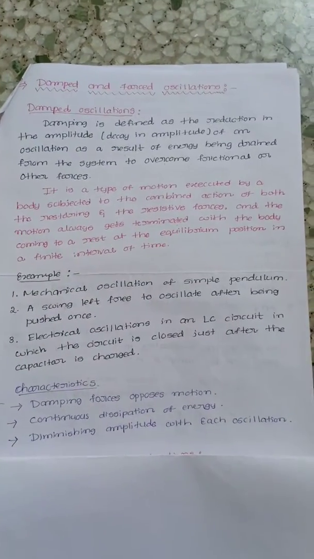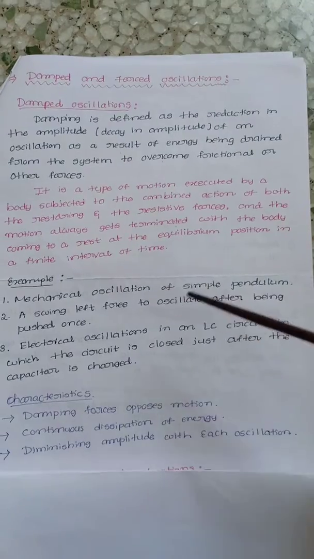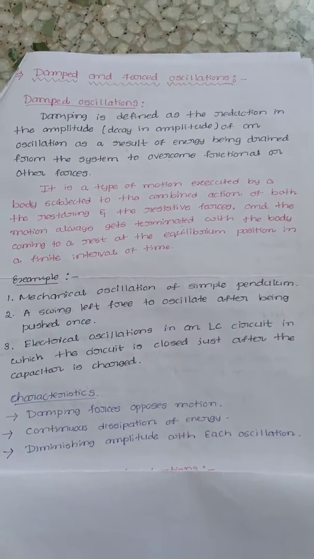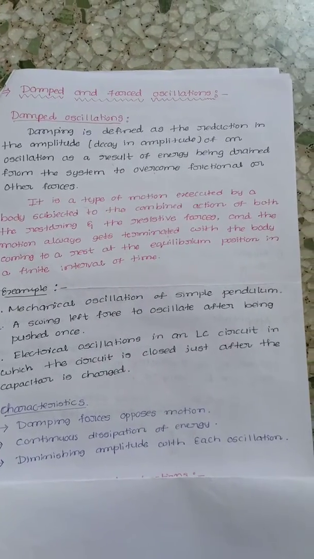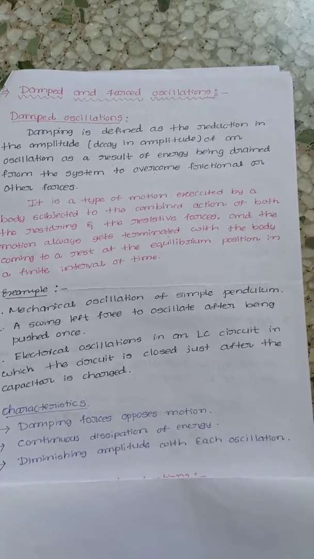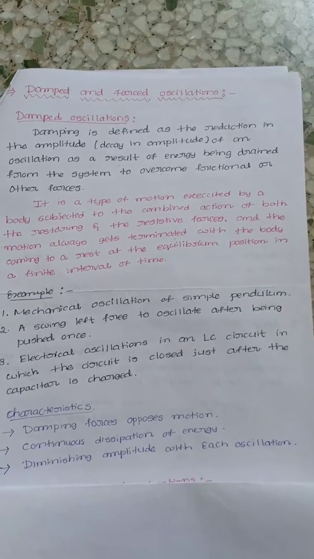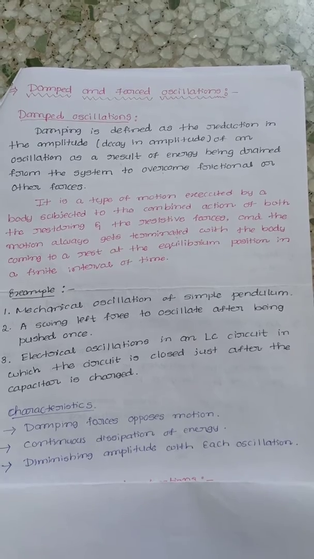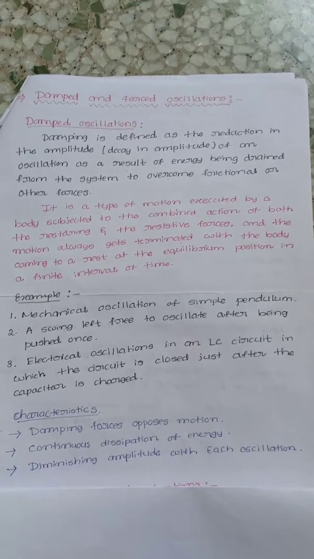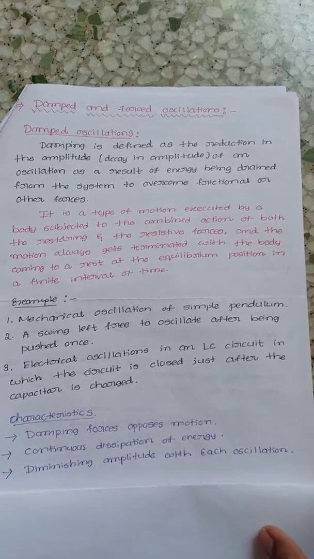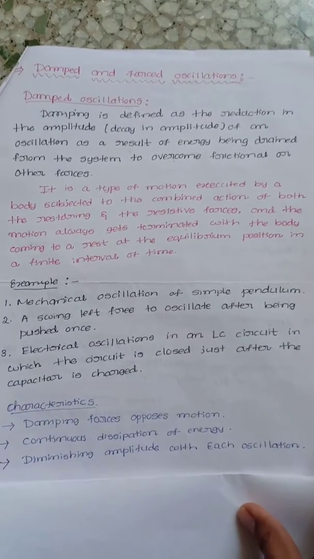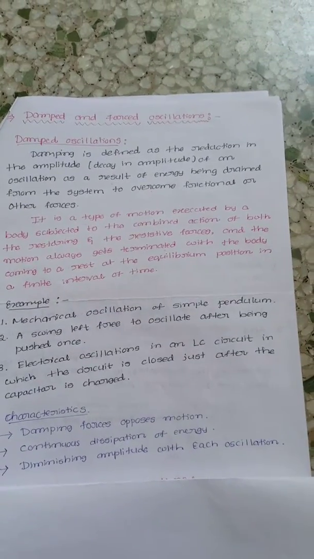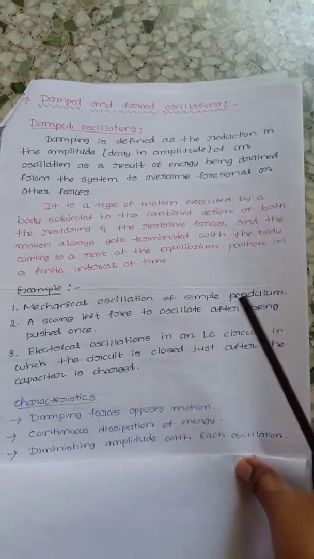So let us see the examples. First one is mechanical oscillation of a simple pendulum. Next one is when a swing left free to oscillate when it is pushed once. Next one is electrical oscillation in an LC circuit in which the circuit is closed just after the capacitor is charged. So these are the examples. Now let's see the theory of damped oscillations here.